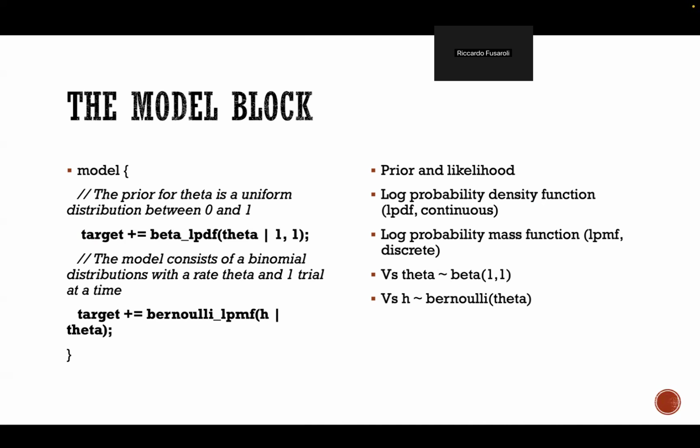Then given that we're Bayesian, we also need to create a prior. And here we have that there is a beta log probability density function, and I'll get to that in a second, where the values of theta that are generated here should be evaluated according to a beta distribution with an alpha of 1 and a beta of 1, a uniform distribution, basically.